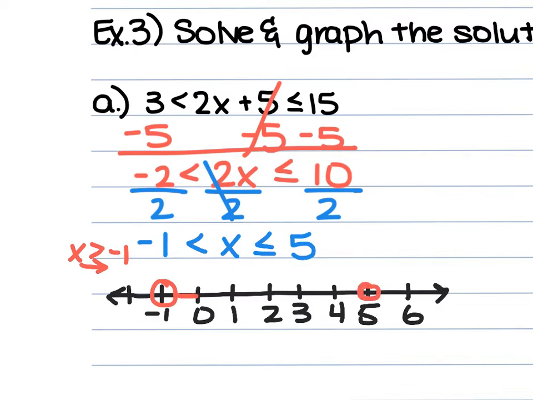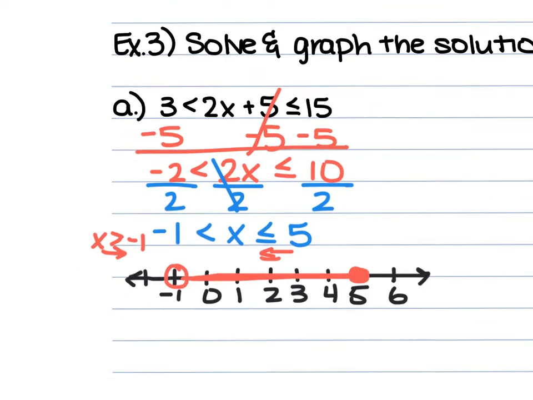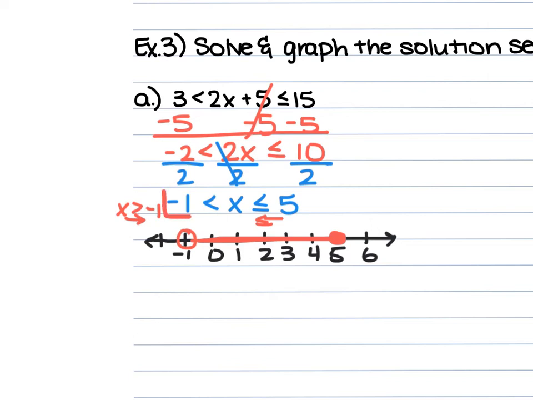On the 5, we're going to have a closed circle. We have x is less than or equal to 5, so that sign's going to the left, so this line's going to go to the left. So these lines are going to connect with one another. So you have not only that -1 is less than x, which is less than or equal to 5, but also the graph.